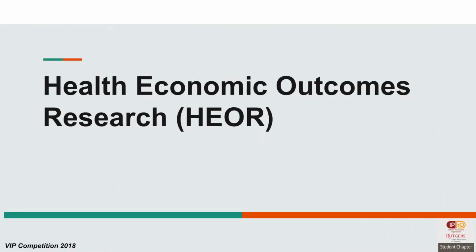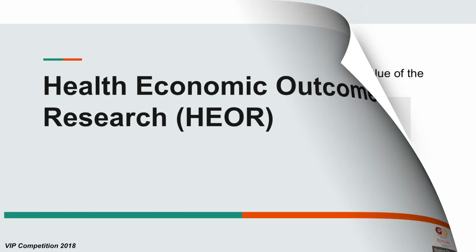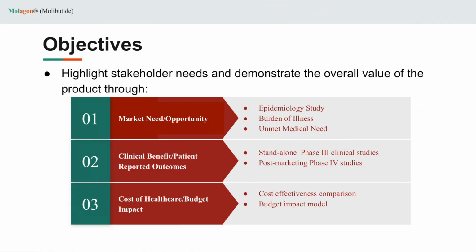Moving on to the last section, we'll be looking at the Health Economic Outcomes Research Plan. For the objective, this is to highlight, for the stakeholders, which include patients, insurers, employers, and providers, the overall value of molybutide. In this plan, we will target 3 main topics.